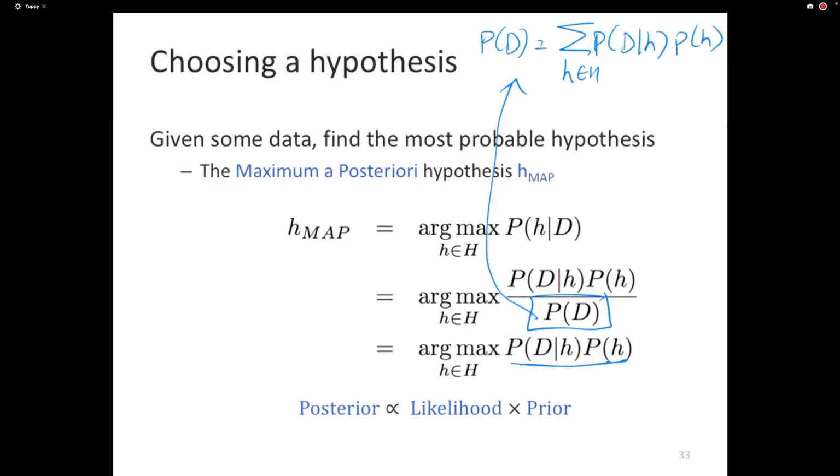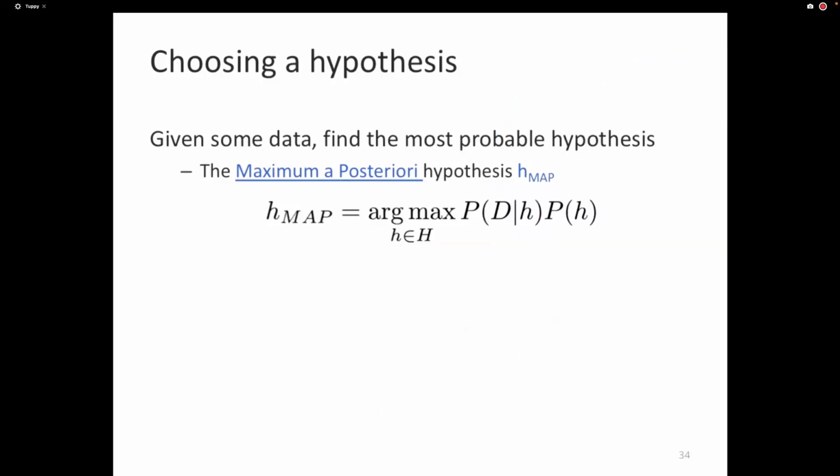Other questions? So how do we choose a hypothesis? The MAP criterion simply says, find a hypothesis that maximizes the product of the likelihood and the prior.